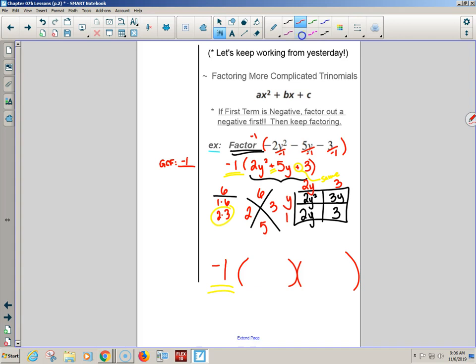Okay, but what do you see? What's on the outside of the box? What are those factors? Parentheses, 2y plus 3, because it's a positive 3. And then?